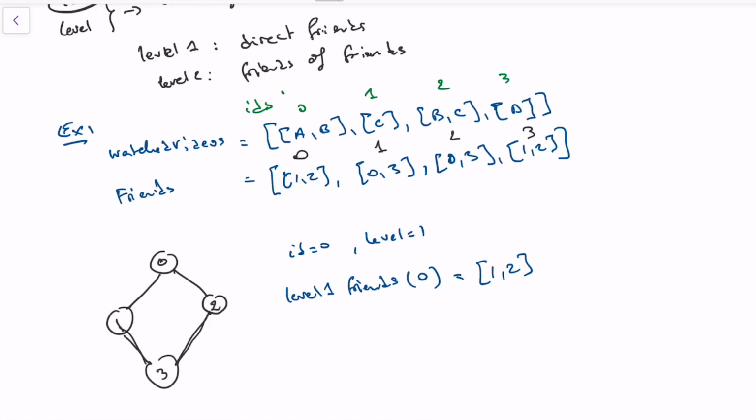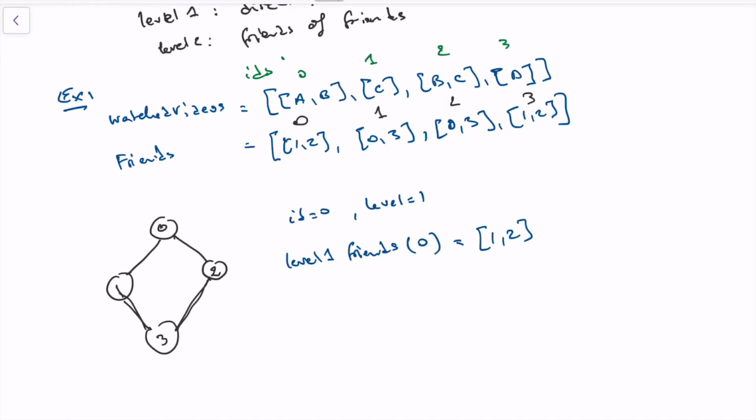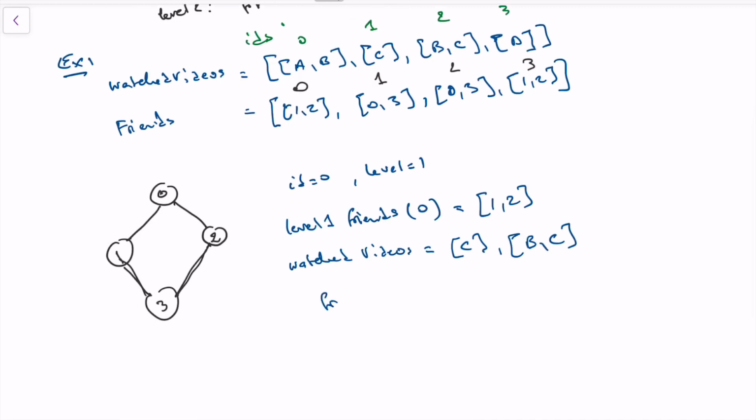And then, so these are the friends, and then their watched videos are the watched videos of 1, which are C, and the watched videos of 2, which are BC, right? So now if we map the frequency of watching, because the problem says we need to, we know the result.